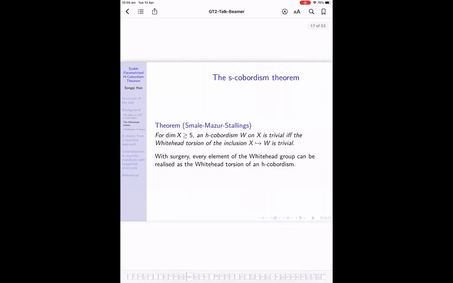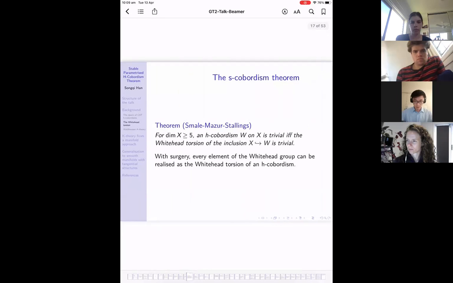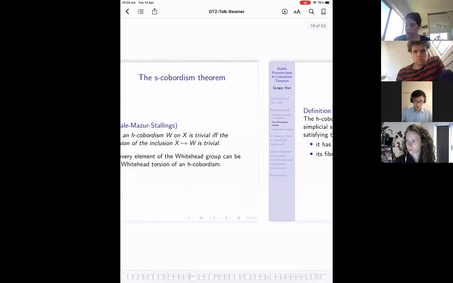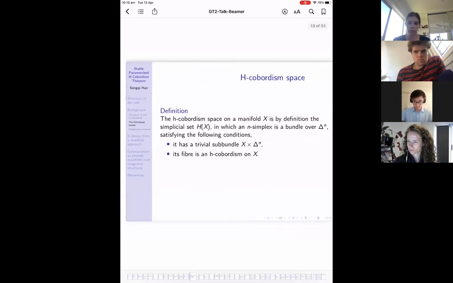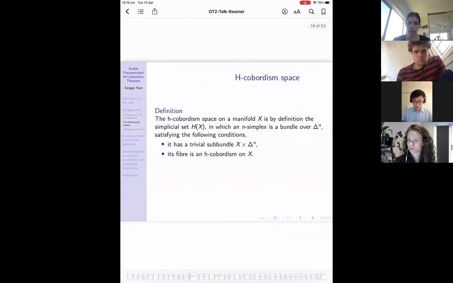We know that with surgery, every element of the Whitehead group can be realized as the Whitehead torsion of an h-cobordism. That said, the map from the connected components of the h-cobordism space to the Whitehead group is surjective, and the h-cobordism theorem says that the kernel of this map is trivial. So here is the definition of the h-cobordism space.